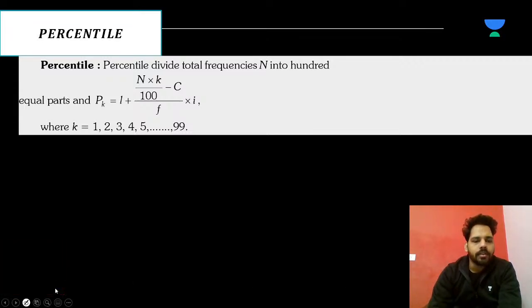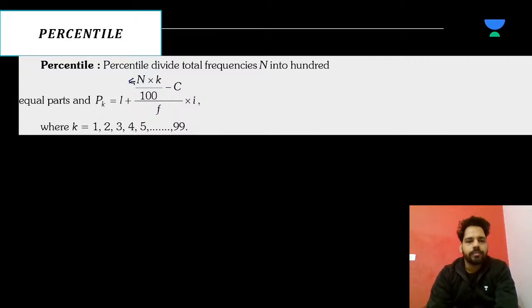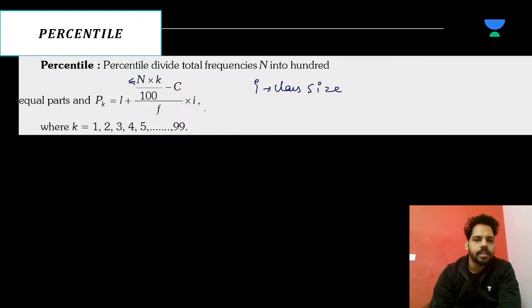the values are like, see, n you already know very well. N is what? Total numbers, right? K is what? K is already written. It will lie from 1, 2, 3 to 99. I is known as class size. That means the class interval will be given to you, so it will be your class size. Now f will be your frequency, right? And c will be your CF.